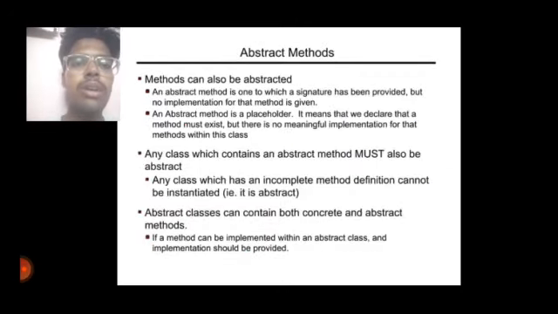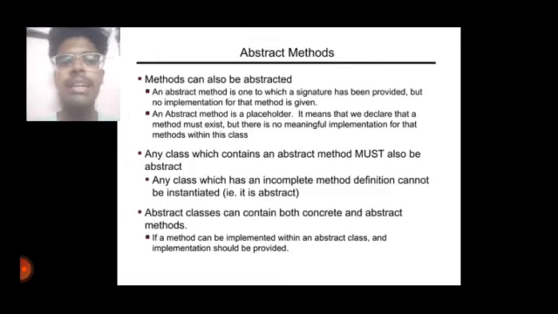So let us take a look at abstract methods. An abstract method is one whose signature has been provided, but no implementation is given for the method. Any class which contains an abstract method must also be abstract. We can see this with the example, but abstract classes can have both concrete and abstract methods. Let us move on to the example.